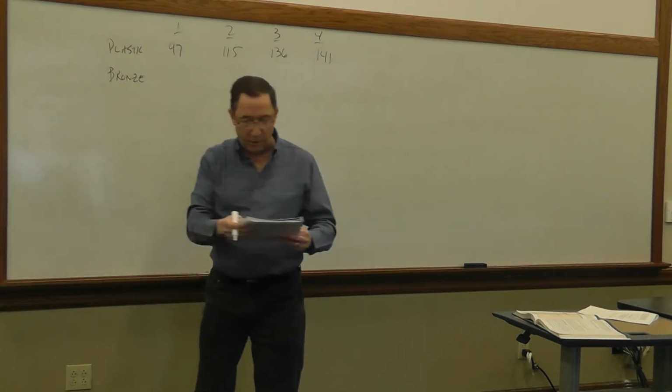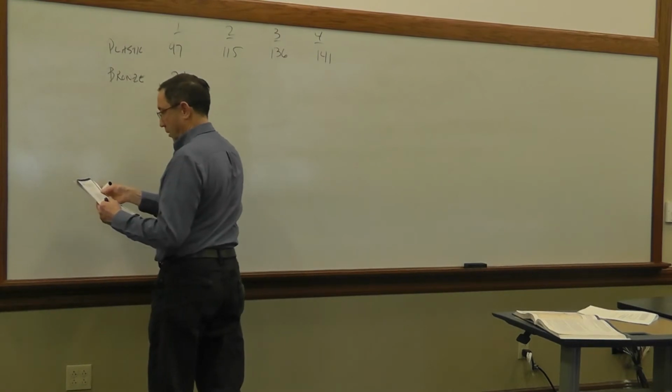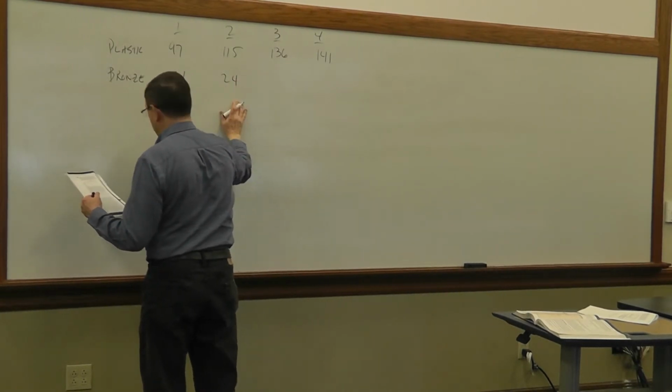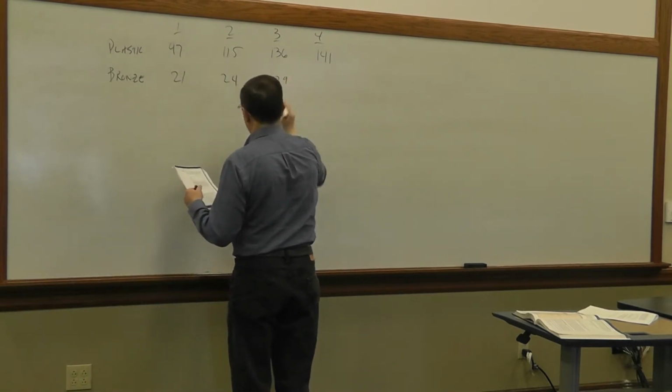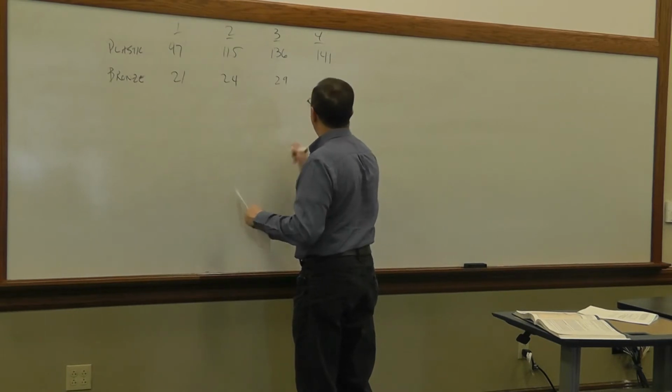Bronze should be a little easier, smaller numbers. So the bronze numbers, you collapse them: 21. 12, 12, 24. 14 and 15, 29. And finally 28, 34.